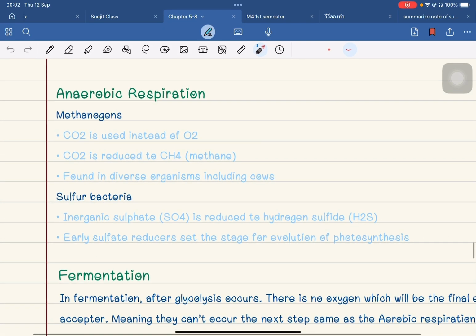And this one, the sulfur bacteria. The inorganic sulfate is reduced into hydrogen sulfide. And the early sulfate reducers set the stage for the evolution of photosynthesis.